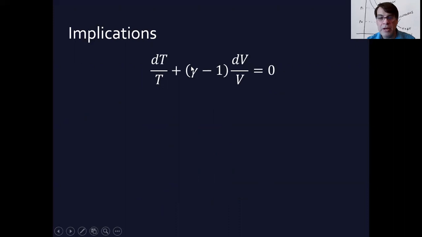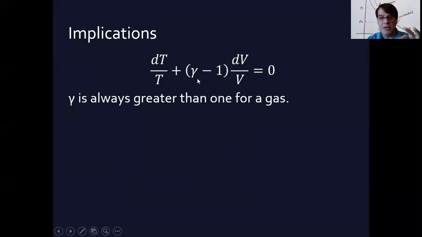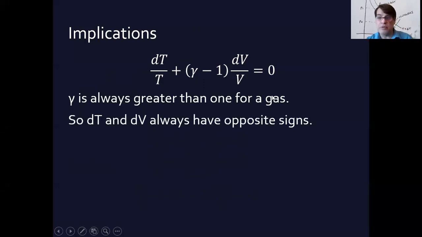Well, one of the implications, so gamma minus 1 is always going to be greater than 0, okay? Because the molar heat capacity at constant pressure is always greater than the molar heat capacity at constant volume for an ideal gas. And so this is always going to be greater than 1. What that means is that in order for these to cancel out, they have to be inverse. So as I said, gamma is always greater than 1 for an ideal gas, or for any gas actually. So dT and dV always have to have opposite signs. If the temperature goes up, the volume goes down. If the volume goes up, the temperature goes down.